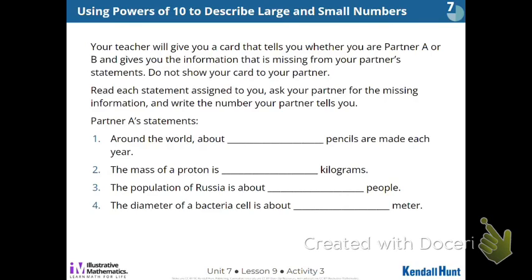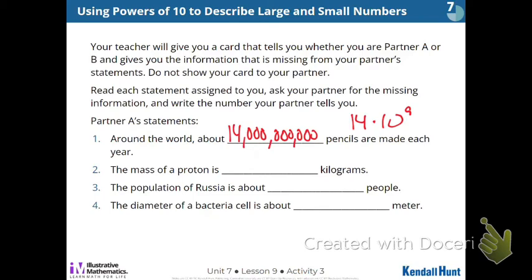Checking this out, here's what I'm going to tell you. You cannot write this number as I write it. Around the world, 14 billion pencils are made each year. What I would like you to do is rewrite that number, 14 billion, using factors of 10. One way you could rewrite this is 14 times 10 to the ninth.